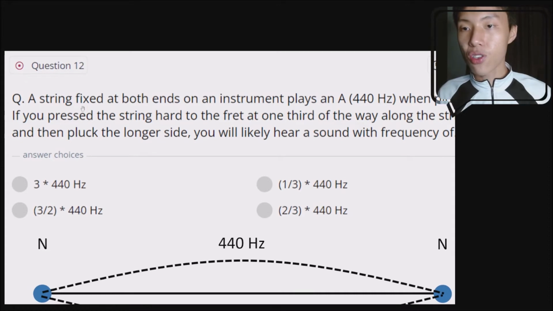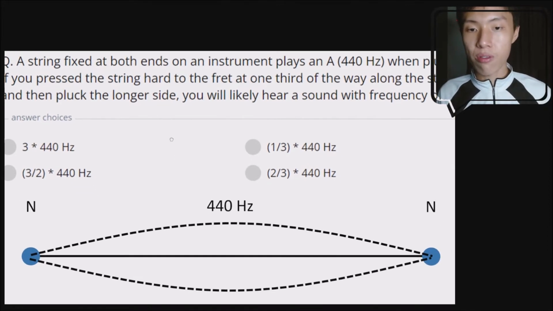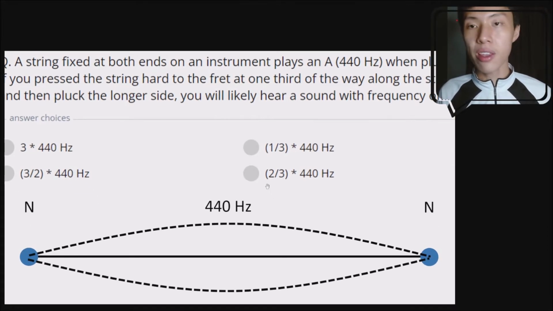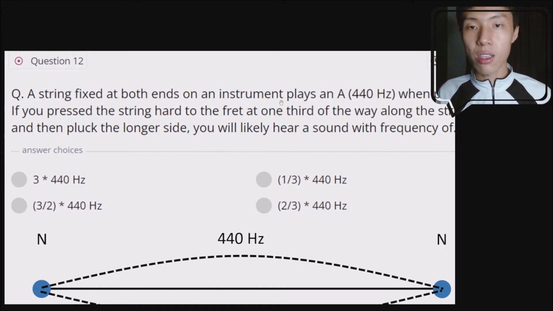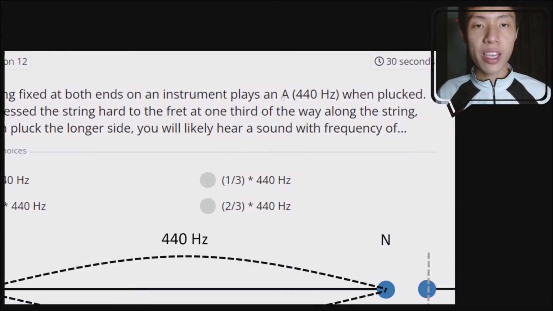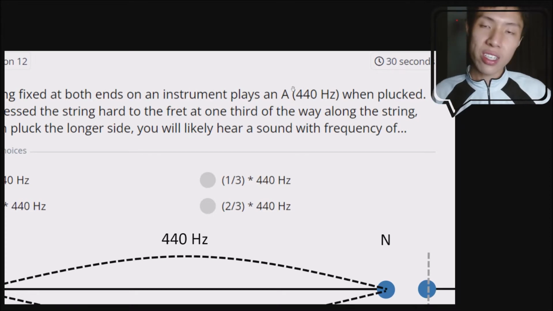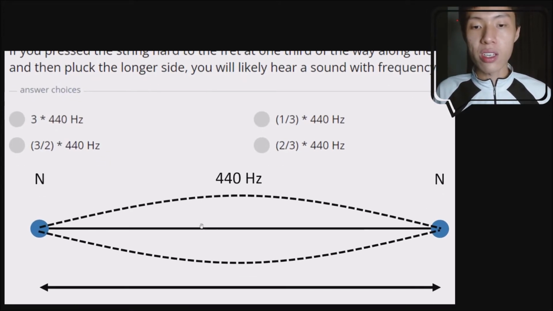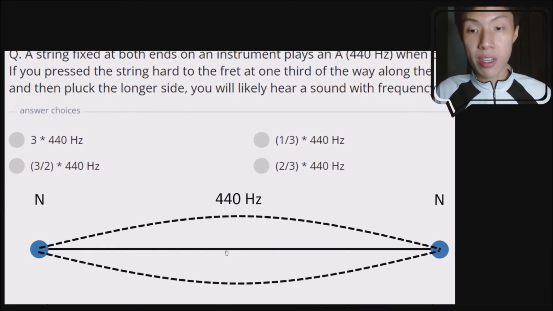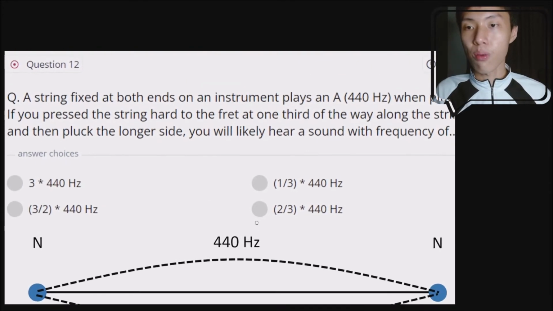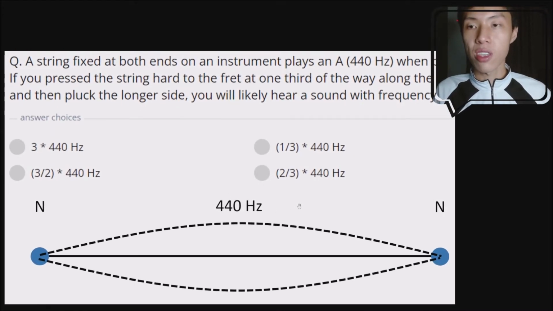So you have a string fixed at both ends. I draw a string here which is fixed at both ends, and this instrument will play an A note. An A note is like a piano A, right? A is 440 hertz when plucked. So if you pluck this string, the frequency of the sound produced is 440 hertz.